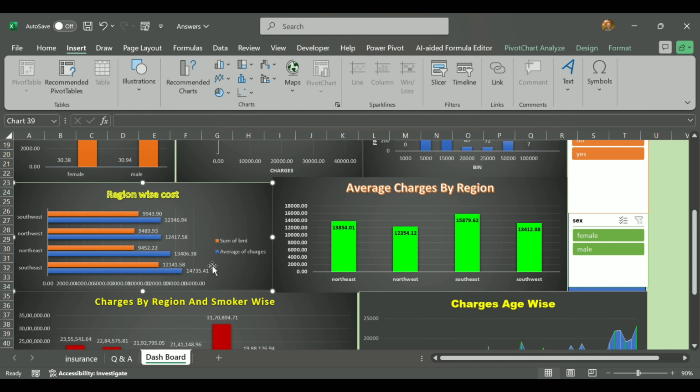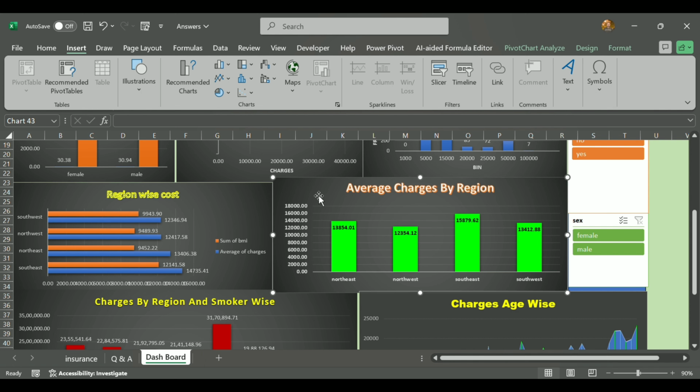From the chart, we can clearly see that the southeast region stands out. It has the highest average BMI as well as the highest average medical charges compared to the other regions. This suggests that people in the southeast may have more health related issues, possibly due to lifestyle or environmental factors, which is resulting in higher medical expenses and BMI also.